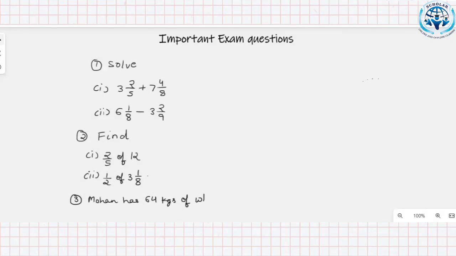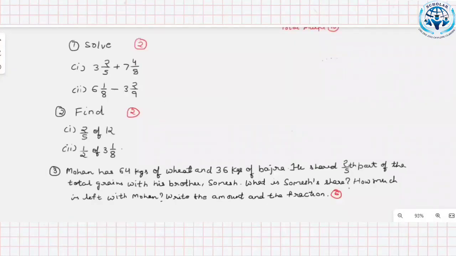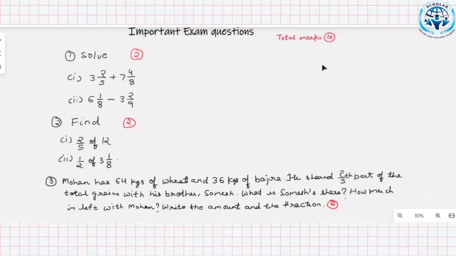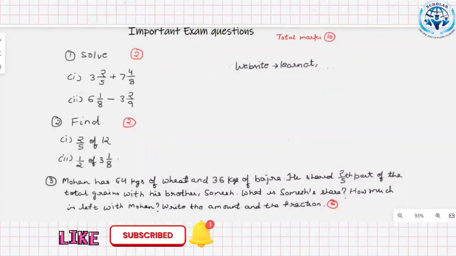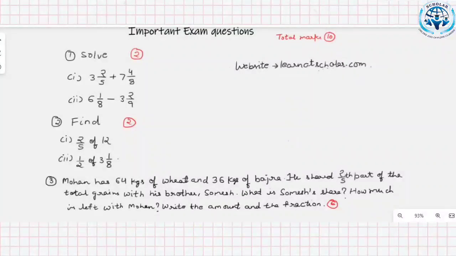Last question is the story sum or the problem sum. Mohan has 64 kgs of wheat and 36 kgs of bajra. He shared 2 by 5th part of the total grains with his brother Somesh. What is Somesh's share? How much is left with Mohan? Write the amount and the fraction. There are 2 parts, each of 3 marks. Solve these questions and write your marks in the comment section.